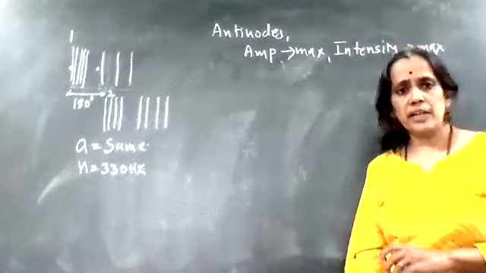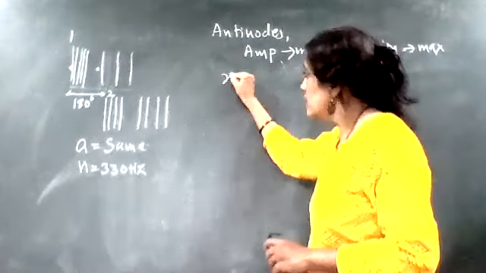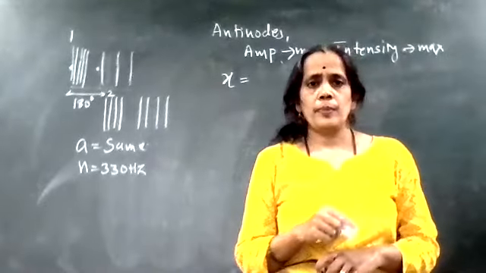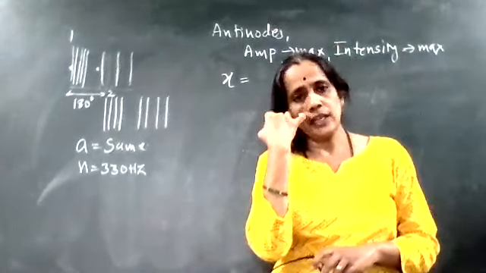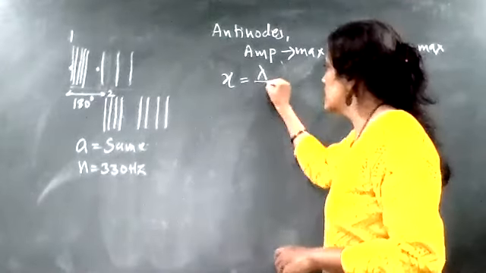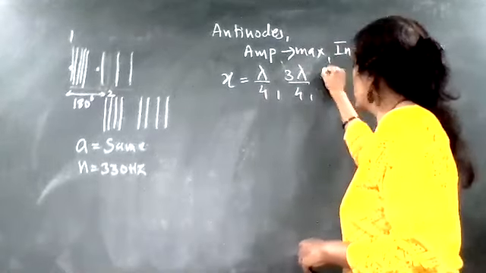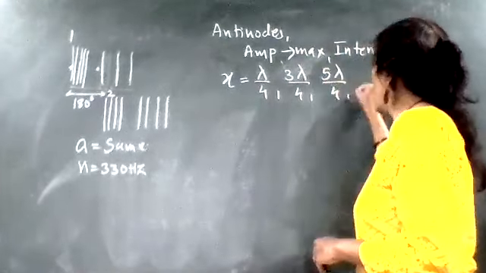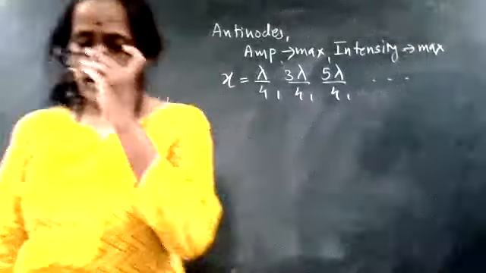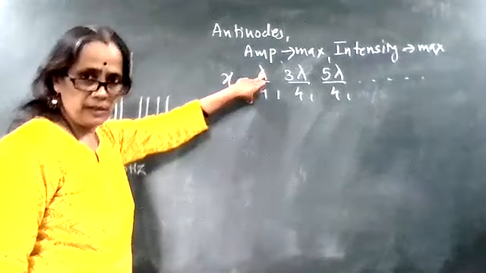Amplitude is maximum, intensity is maximum. It means I have to search the distances where antinodes are formed. Already we have seen that in the derivation: the antinode will be formed at a distance of lambda by 4, 3 lambda by 4, 5 lambda by 4, and so on. Using that derivation, I'll find out the value of lambda.